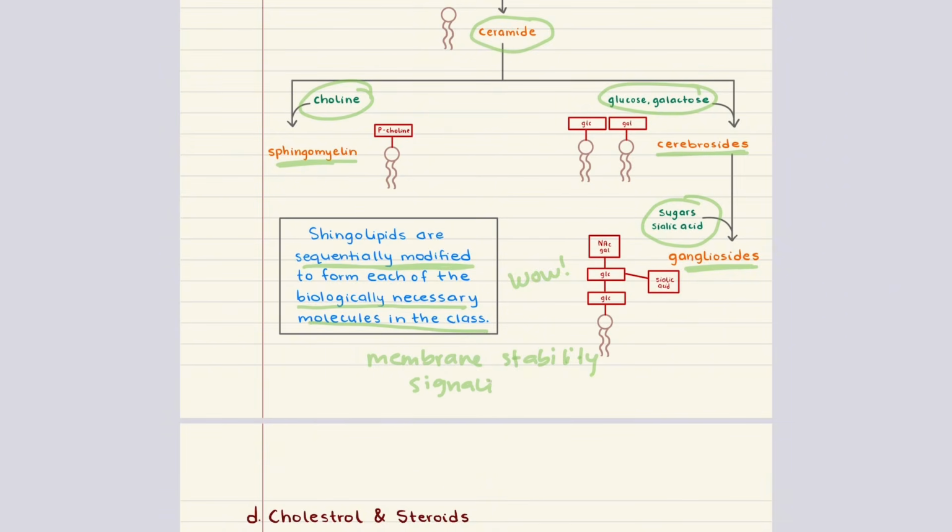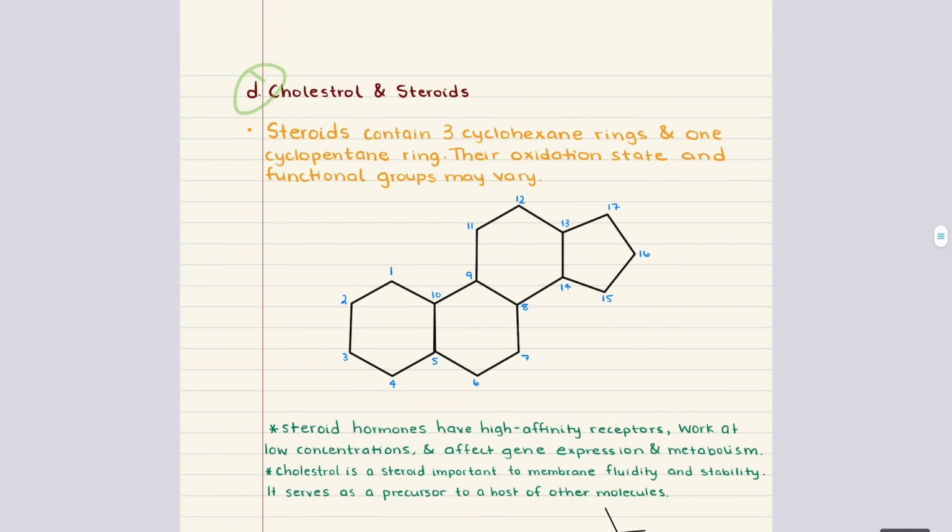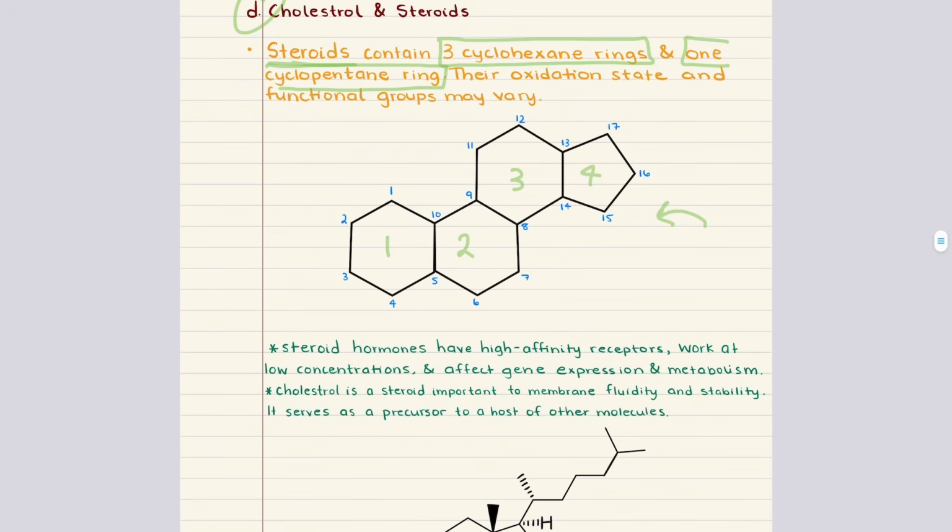Now let's talk about steroids, and then we're going to focus in on cholesterol. Steroids are a class of lipids that all share the same basic core structure. That structure is made up of 3 cyclohexane rings and 1 cyclopentane ring fused together. Even though the base structure is the same, the oxidation state and the different functional groups that attach to it can vary, and those variations are what give each steroid its unique properties.